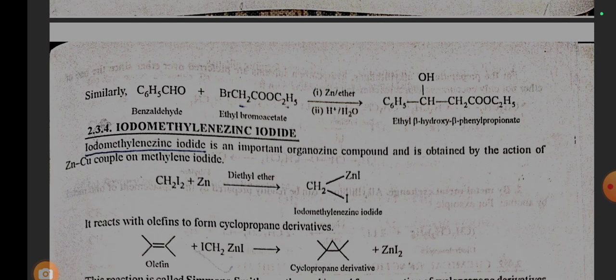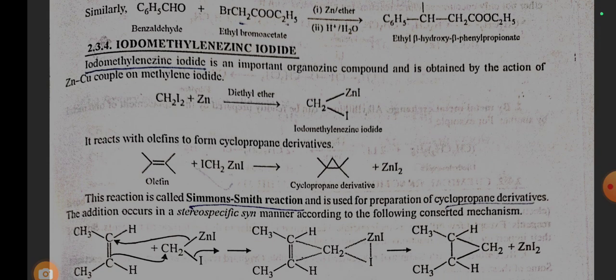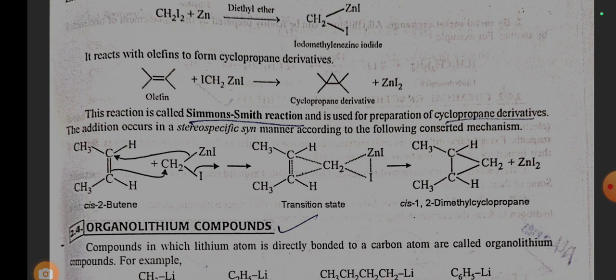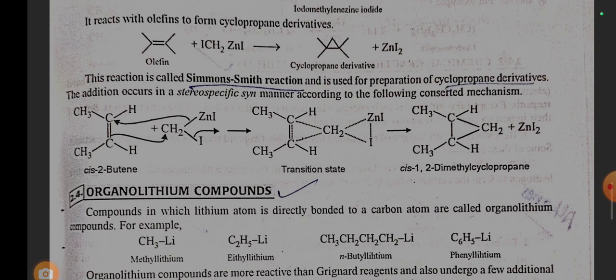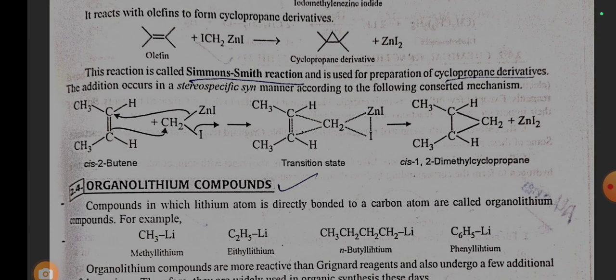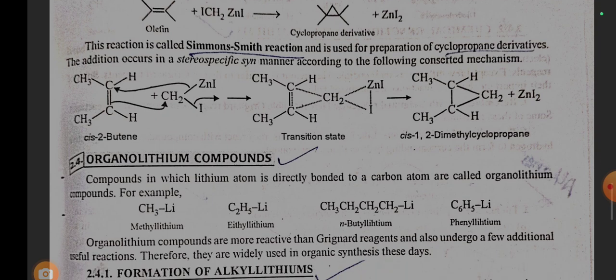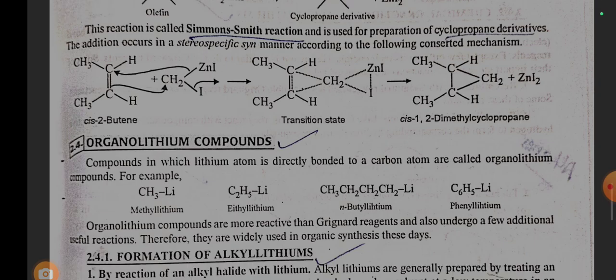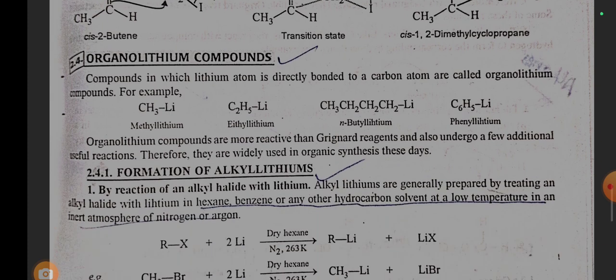Iodomethyl zinc iodide is an important organozinc compound and is obtained by the action of ZnCu couple on methylene iodide. It reacts with olefins to form cyclopropane derivatives. This reaction is called the Simmons-Smith reaction and is used for preparation of cyclopropane derivatives. The addition occurs in a stereospecific syn manner according to the following concerted mechanism.